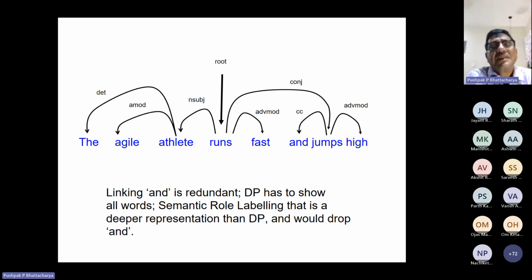So let me just make sure at this point that I'm audible and all the slides are visible. Can somebody verify? Yes, sir, you're audible. Okay, fine.